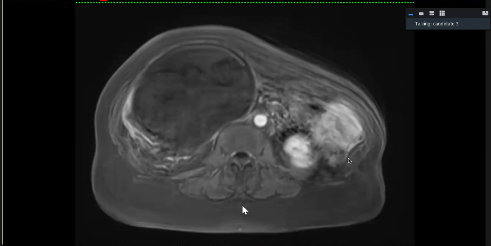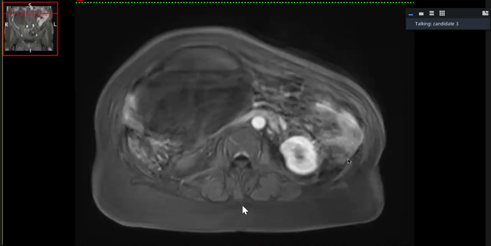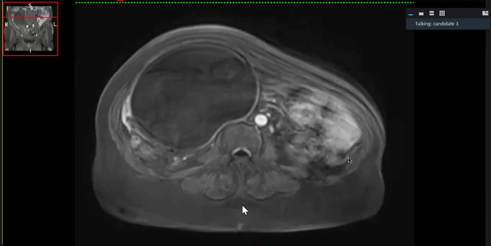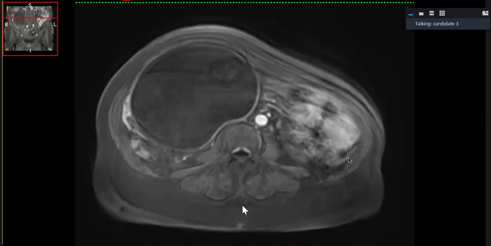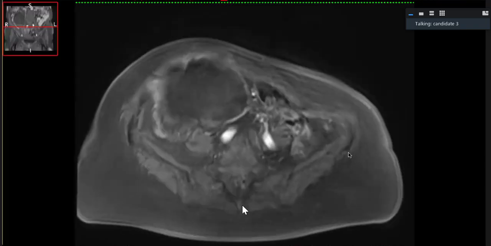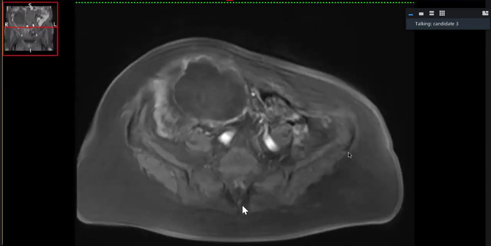And I couldn't see any definite swelling of mesentery or any acute complication related to this large pelvic mass.